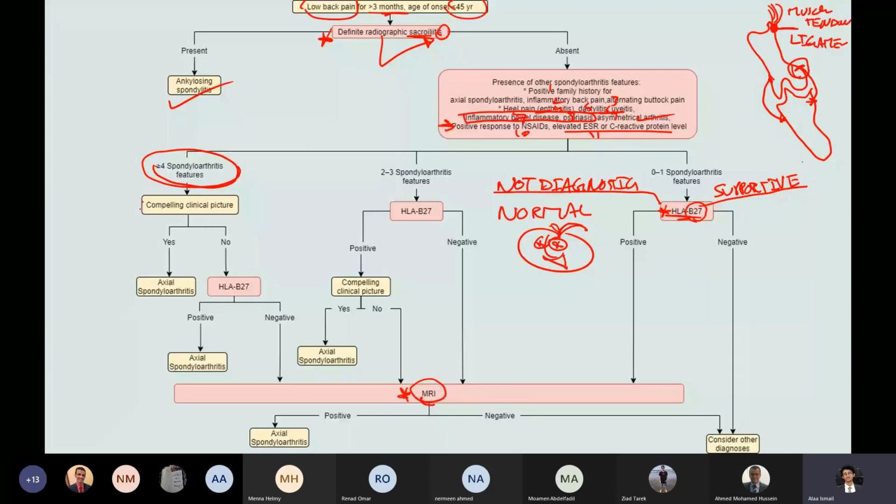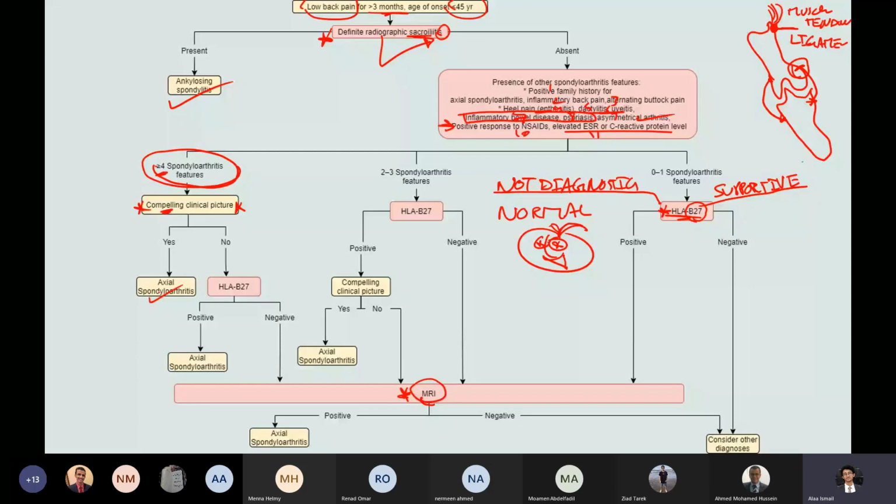If you find 4 or more of these 11 features and you have an associated compelling clinical picture, and what I mean by compelling clinical picture is a picture that, with your own experience, you can say that this patient is likely to have spondyloarthritis. So if you have 4 or more features and you have that unique compelling feature, then you can go for an axial spondyloarthritis diagnosis directly.